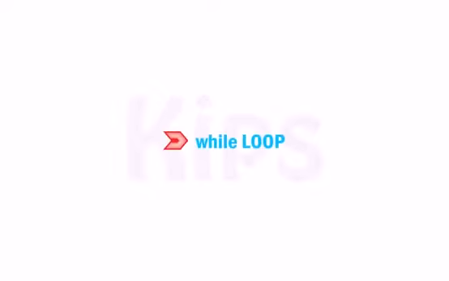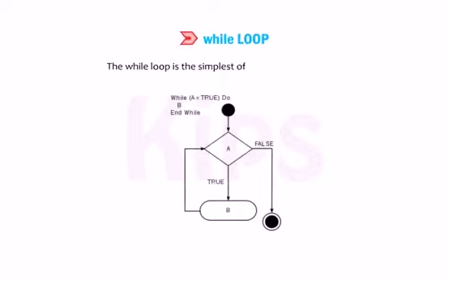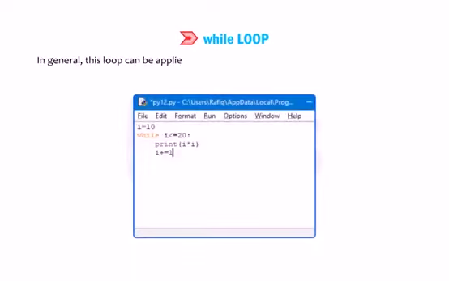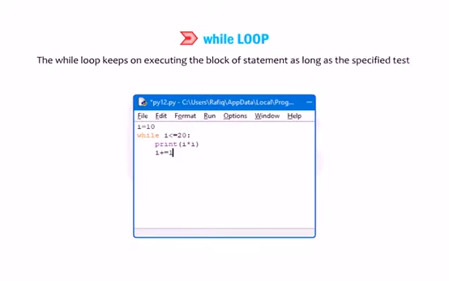Students, let's know about while loop. The while loop is the simplest of all looping structures. In general, this loop can be applied to a program where the number of iterations is not known beforehand. The while loop keeps on executing the block of statements as long as the specified test condition evaluates to true.